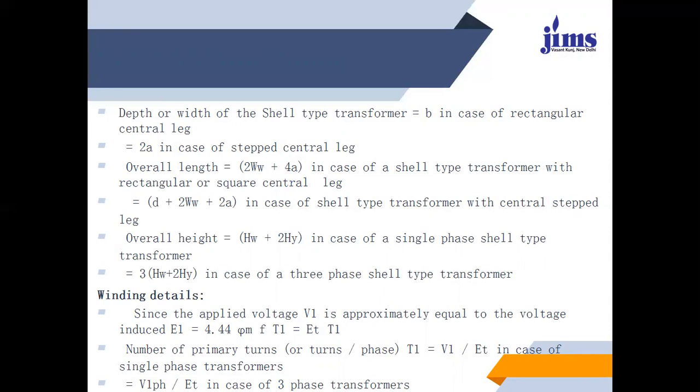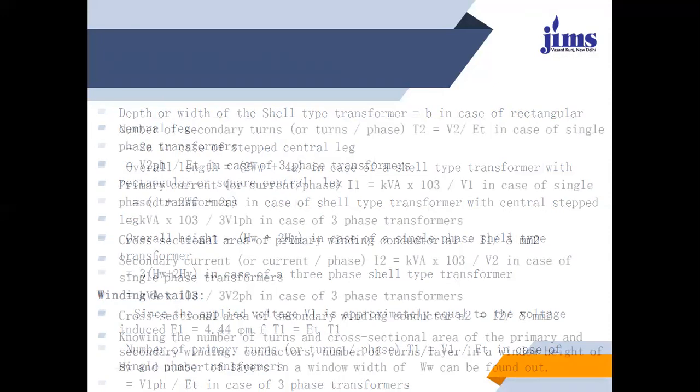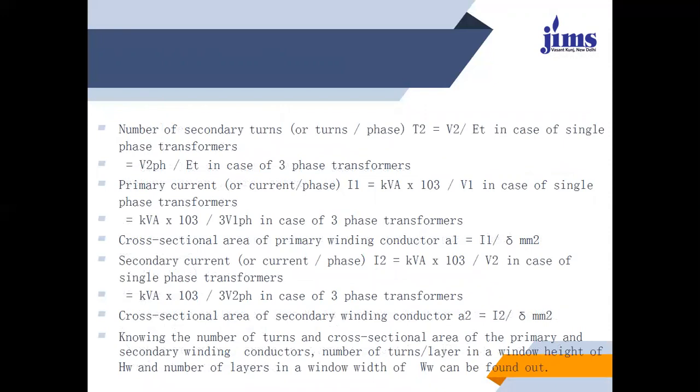For the winding details, the applied voltage V1 is approximately equal to the induced voltage, V1 equal to 4.44 f phi T1, or ET times T1. Number of primary turns, or turns per phase, T1 equals V1 upon ET in case of a single phase transformer, and V1 phase upon ET in case of a three phase transformer. Number of secondary turns T2 equals V2 upon ET in case of a single phase transformer, and V2 phase upon ET in case of a three phase transformer.